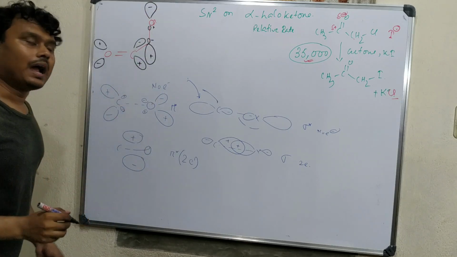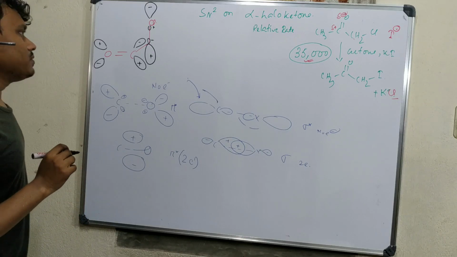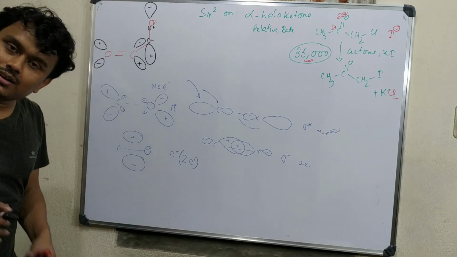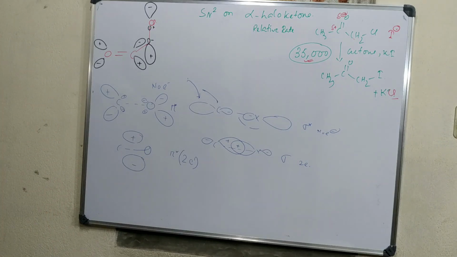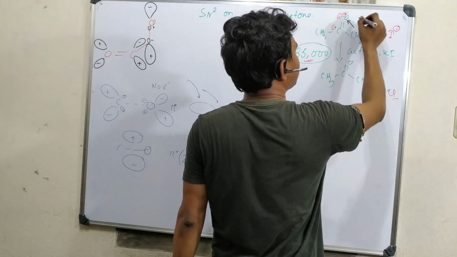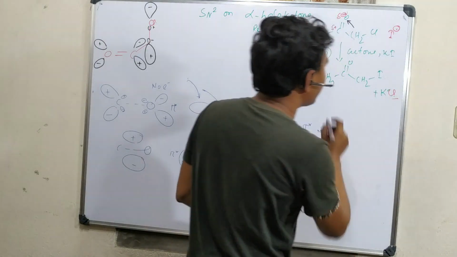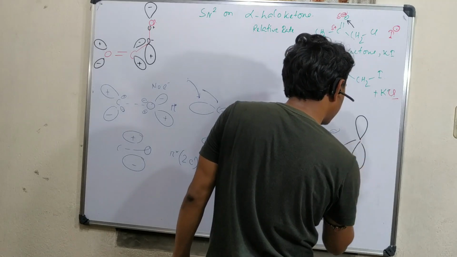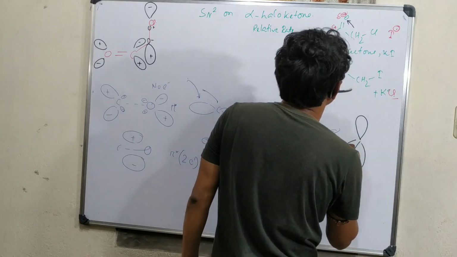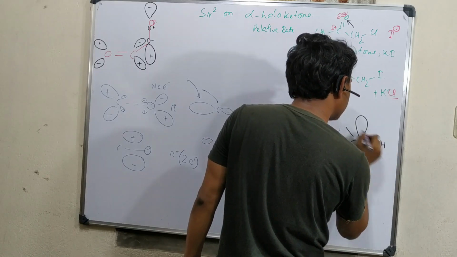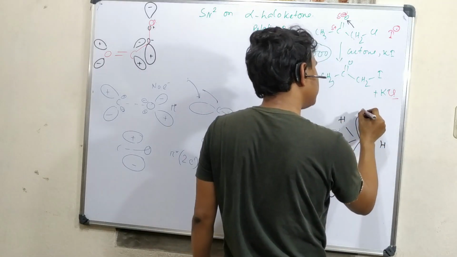Now the reaction happens. If you consider the valence bond approach, you can conclude that this C=O is electron withdrawing. That's why the pentagonal bipyramidal intermediate is followed during the SN2 reaction. What do I mean? This is CH3 and both of these two are H. This is pentagonal bipyramidal.